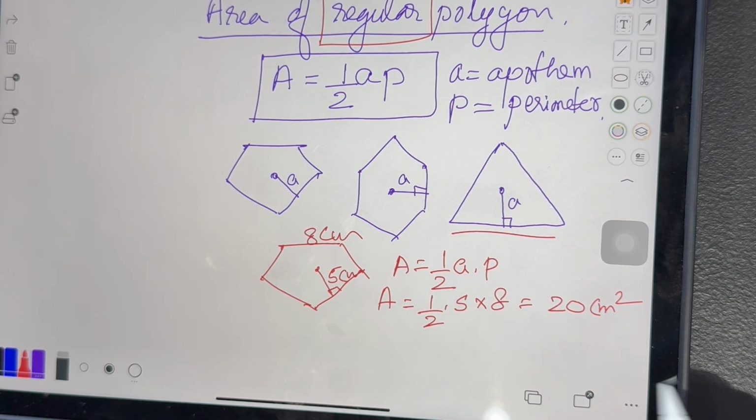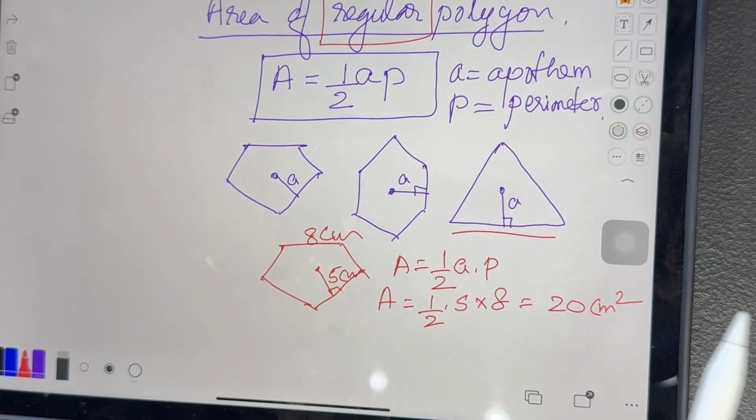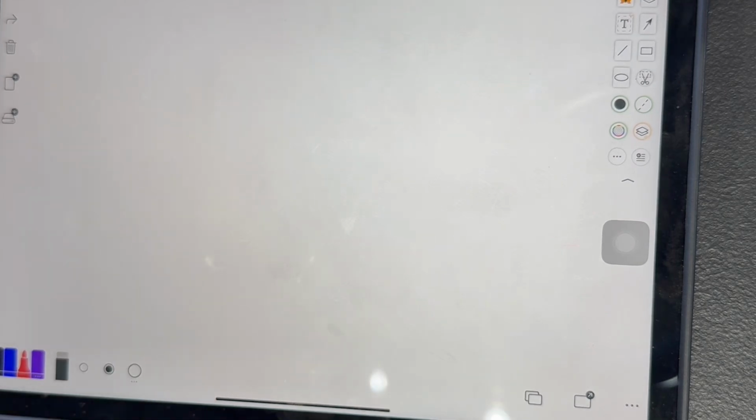So easy, right? But the problem is sometimes they will not give you the apothem. Then what? Sometimes they will give something else. You might have to use the Pythagorean theorem, trigonometric ratios, or special triangles like 30-60-90 and 45-45-90 triangles. So let's come to those examples. You can pause the video, take notes, and give yourself some time to understand the whole concept and come back to the next question.